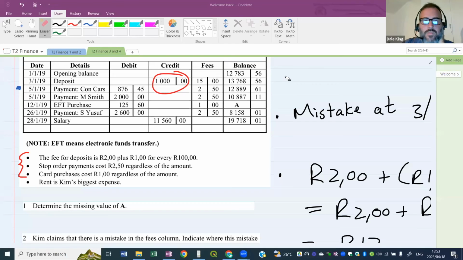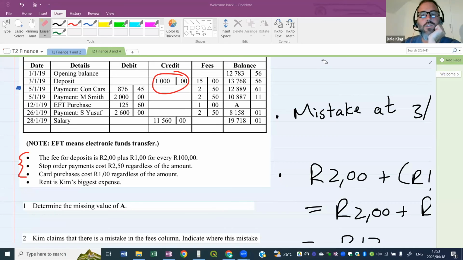I think we need to recalculate everything. Oh my gosh, Paul, please don't say that. Do we really have to do that? Yes, because the fee is 15 rand, so the balance is going to be wrong when the fee is wrong. Yeah, you're right. The balance is going to be wrong. Yes. Oh my gosh. Let's think about it.